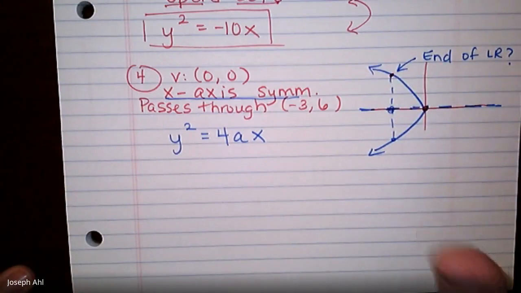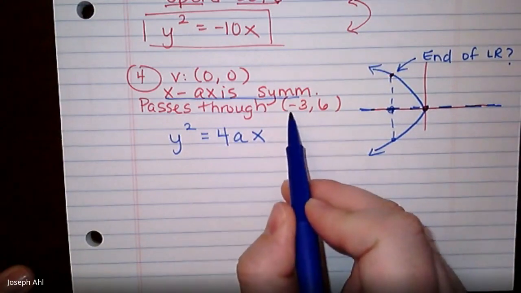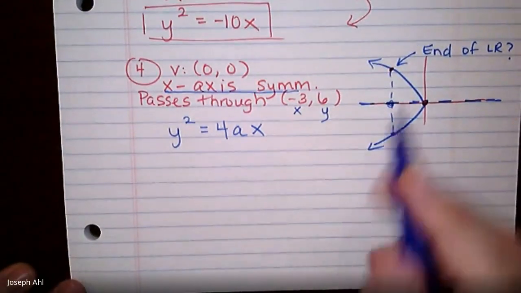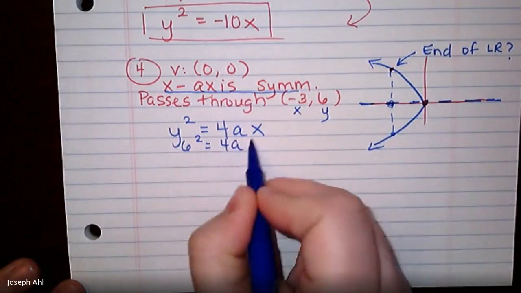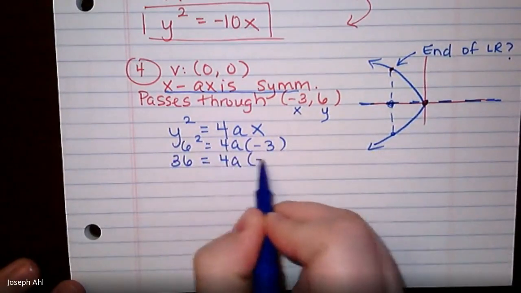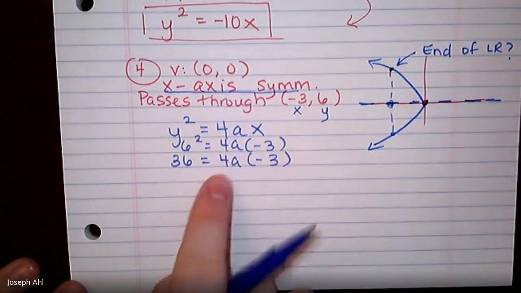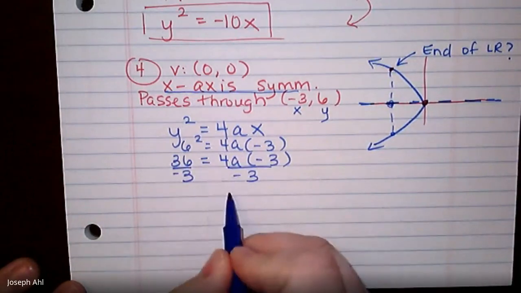So the way I'm going to have you approach a question like this is to figure out what a is. Can we simply plug in this for x and this for y and solve for the value of a? So in this case, if y is 6 and x is negative 3, we get that 36 equals 4a times negative 3. Could we multiply the 4 and the negative 3? Absolutely, but maybe I'll convince you we don't need to.